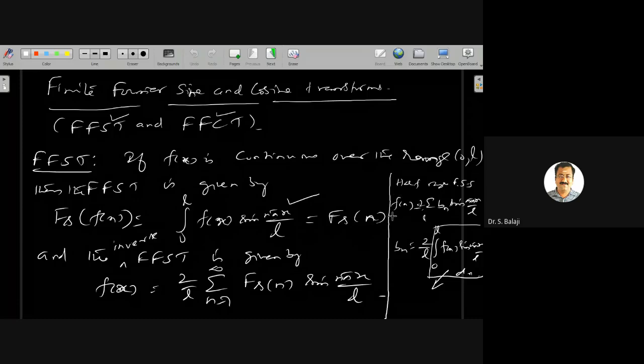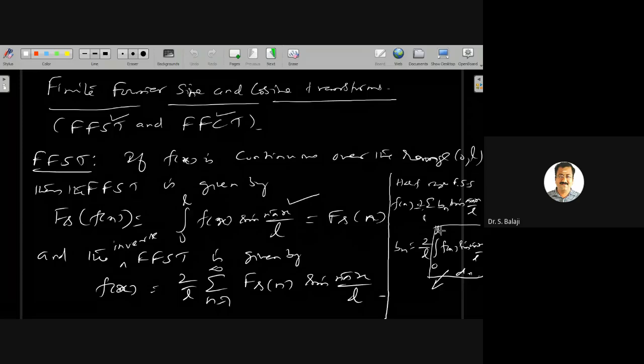This definition came from the idea of the half-range Fourier series. You know the half-range Fourier sine series: f of x equal to the summation of b_n sin(n pi x by L), where b_n is 2 by L times the integral from 0 to L of f of x sin(n pi x by L) dx. That one we can consider.